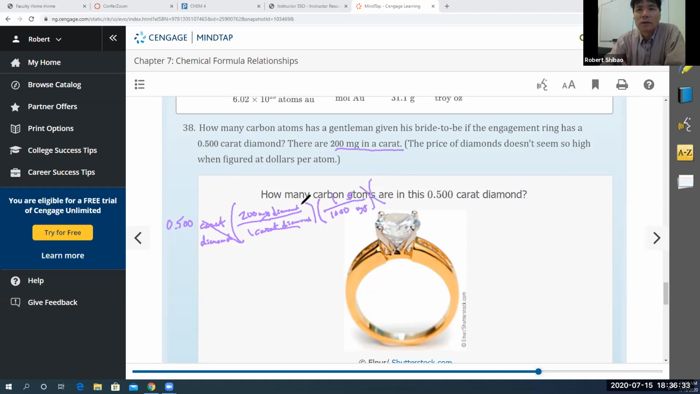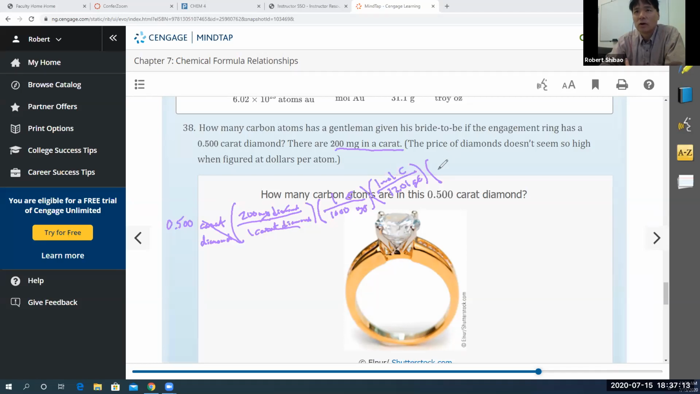Well, diamond is just pure carbon. So for carbon, there is 1 mole of carbon atoms per 12.01 grams of carbon atoms. These are average carbon atoms. So this gives us the moles of average carbon atoms here. They want the number, how many carbon atoms. The grams of carbon, diamond and carbon are the same thing, and that's why I can cancel out carbon with diamond.